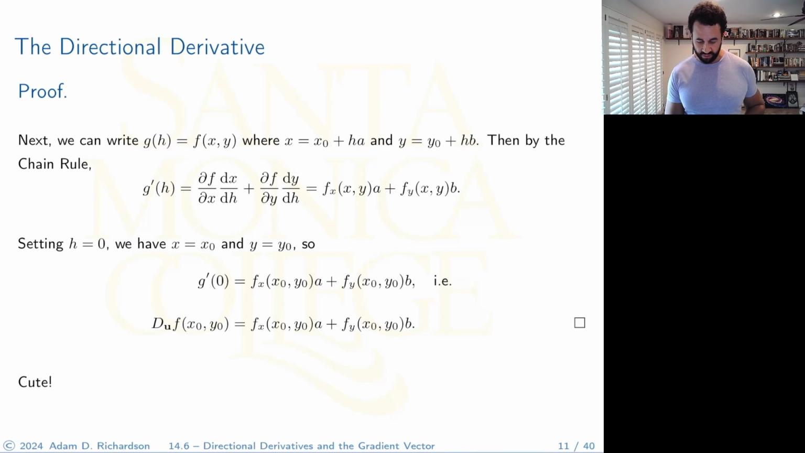Now what we're going to do is write g of h equals f of x y, where x is equal to x naught plus ha, and y is equal to y naught plus hb, kind of like we did a moment ago.